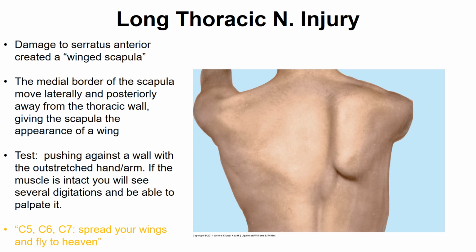And when this is damaged, this can create something called a winged scapula. So if serratus anterior allows for protraction, you remove protraction. Well, the opposite effect of that is retraction. So this winged scapula is basically an involuntary retraction of the scapula when it's fixed. So if you put your arms against the wall, it'll create this type of look. One way you can kind of remember this, if you can't think of winged scapula with this long thoracic nerve injury, is C5, C6, C7, which are its nerve roots. Spread your wings and fly to heaven. So fly, winged, if that helps.